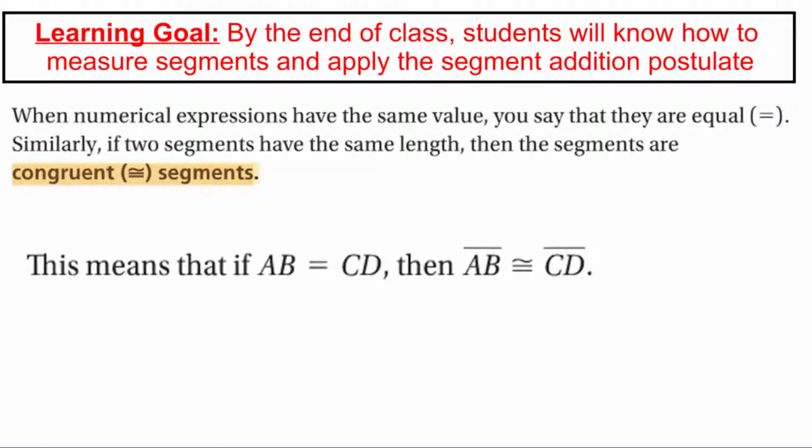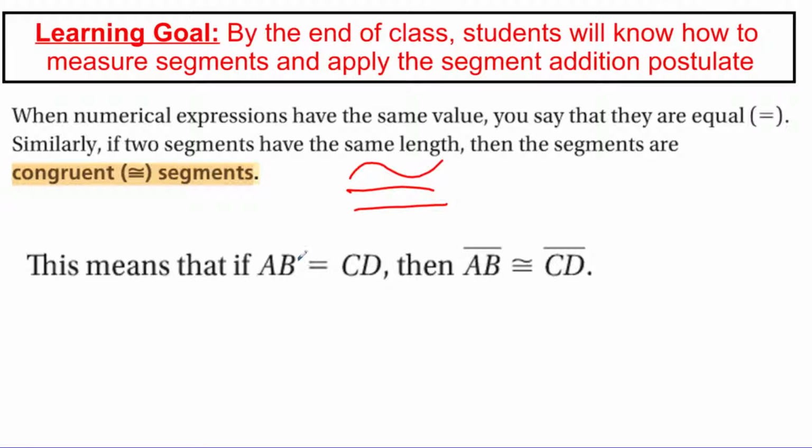So this new vocabulary word congruent is showing up, and we're going to talk about congruent segments today. When we talk about congruent, meaning that they are the same length, we have this new symbol here, which is an equal sign, just with a little squiggly line over the top of it, and this means congruent. So quickly, what does this even mean? What is congruent?